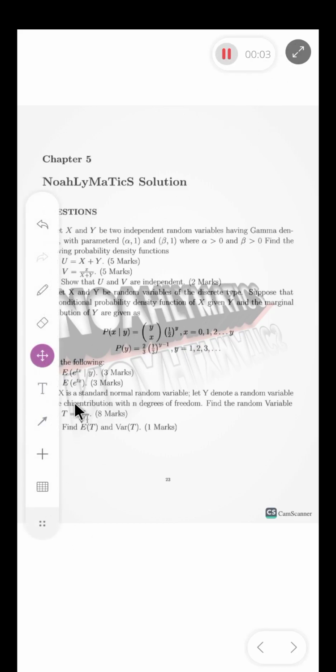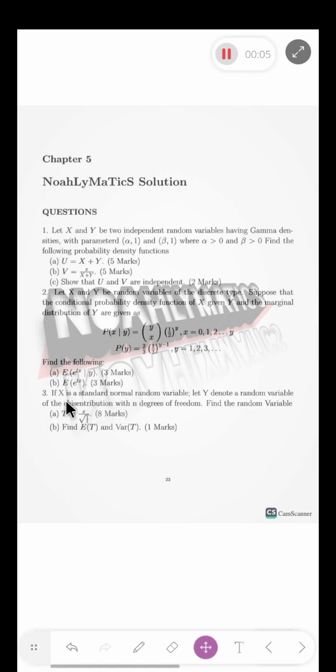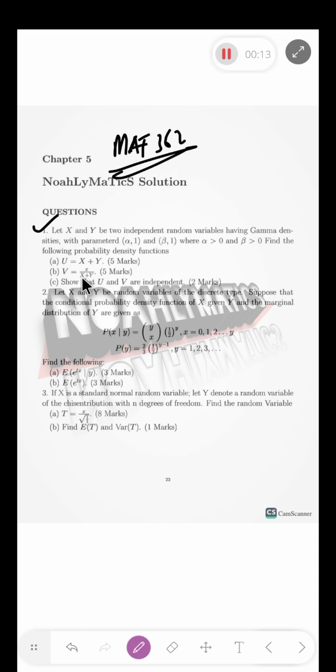Welcome guys. Considering this particular question, which is question number 1 of MAT362. So in this case, we have question number 1, which says that let X and Y be two independent random variables having gamma densities.